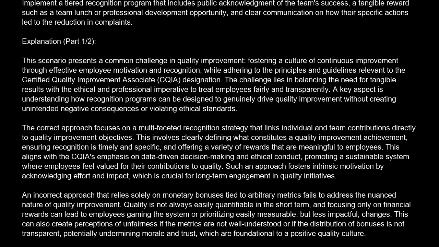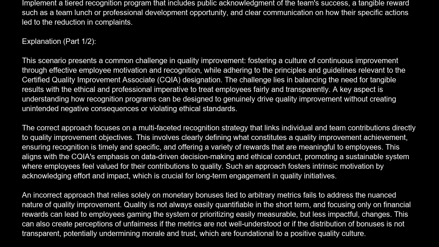The correct answer is B. Implement a tiered recognition program that includes public acknowledgement of the team's success, a tangible reward such as a team lunch or professional development opportunity, and clear communication on how their specific actions led to the reduction in complaints.